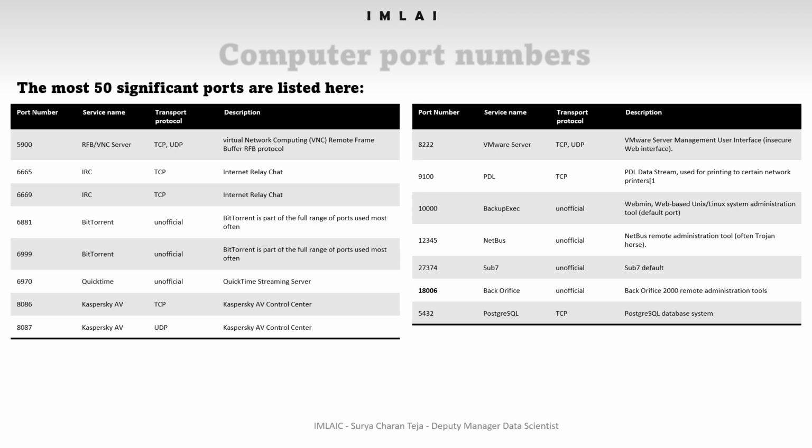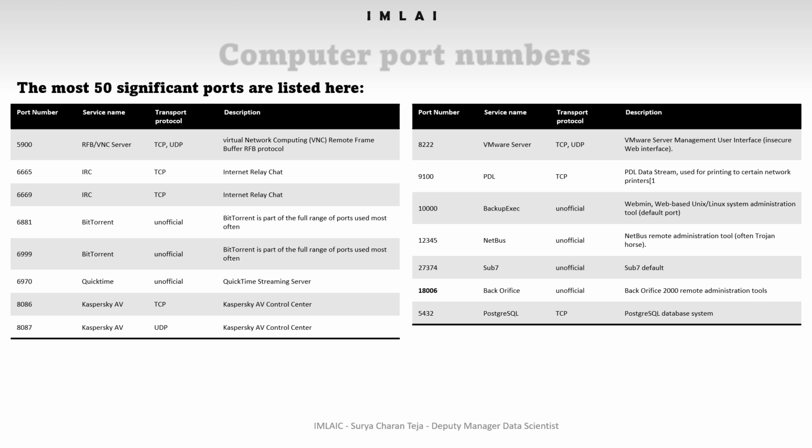And for Kaspersky AV, it's an antivirus, Kaspersky Antivirus Control Center. For this, we have allocated 8086 if it is through TCP, 8087 if the transport protocol is UDP. Then after that we have VMware server, that is 8222. Then we have PDL. The PDL data stream is used for printing to certain network printers. The port number that it takes is 9100.